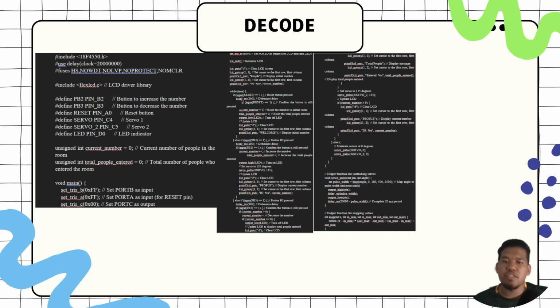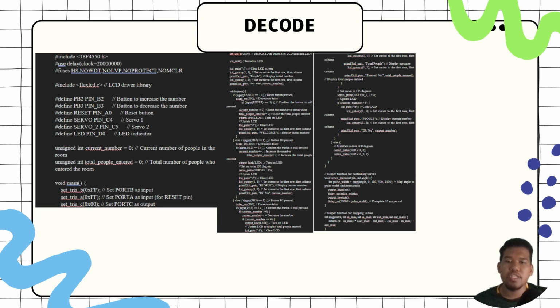The pin definition is PB2 and PB3, buttons for incrementing and decrementing the room count. Reset is a button for resetting the count. Servo 1 and servo 2 are servo motor pins for controlling access. Then LED is the indicator pin. In the variables, the current number tracks the number of people currently in the room, and the total people entered tracks the total number of people who have entered.